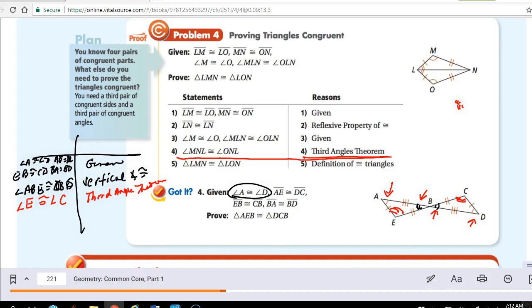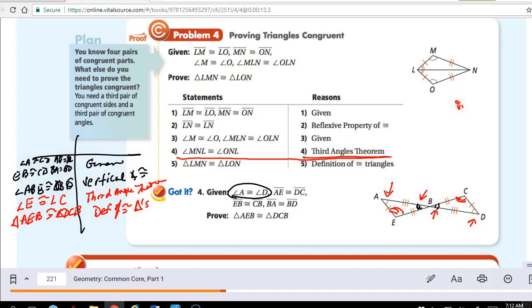Now if you look, all of the sides and all of the angles have been proven congruent to each other, so we can come along and say what we were trying to prove, that triangle AEB is congruent to triangle DCB, and the reason we're going to use is the same one as above. It's the definition of congruent triangles. So to truly prove a triangle is congruent, you have to prove that all three sides and all three angles of one triangle are congruent to all three sides and all three angles of its corresponding triangle.